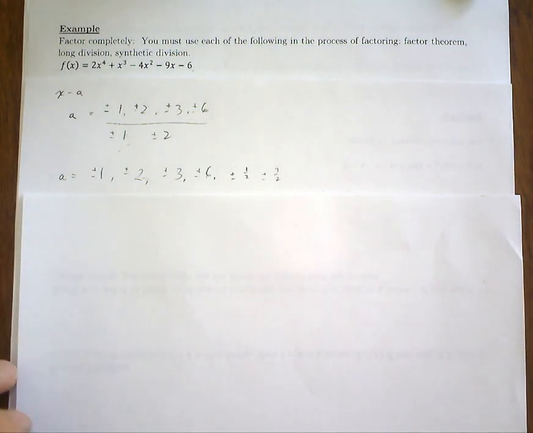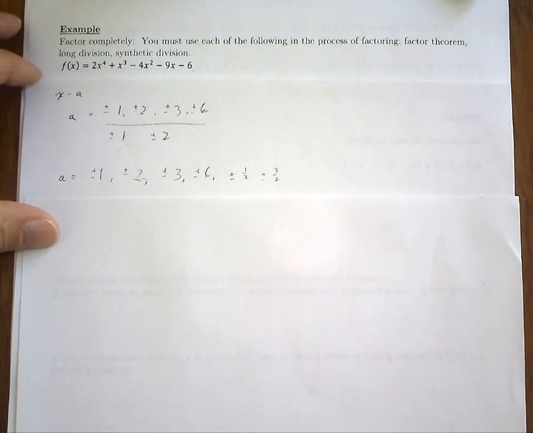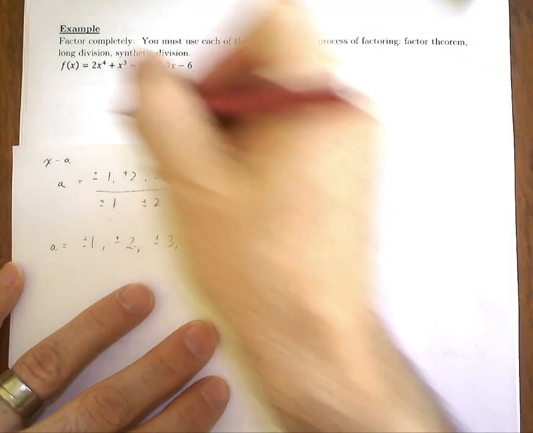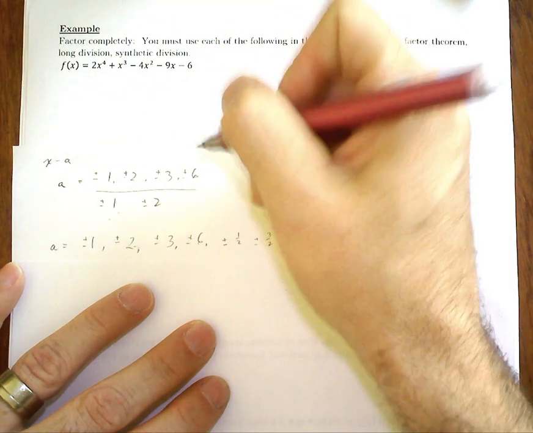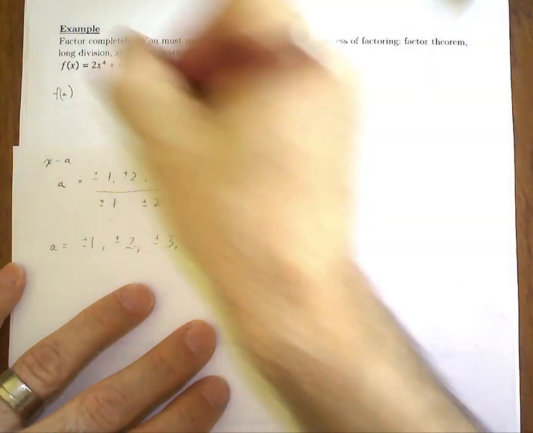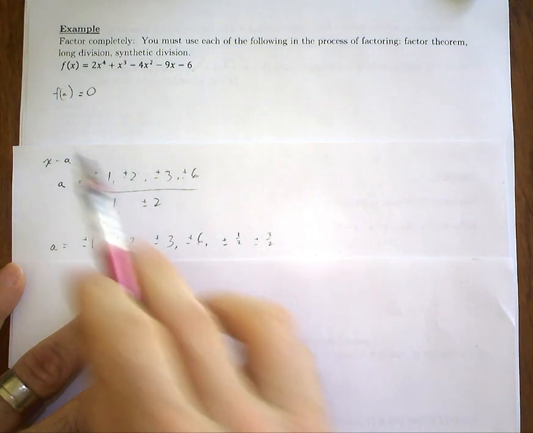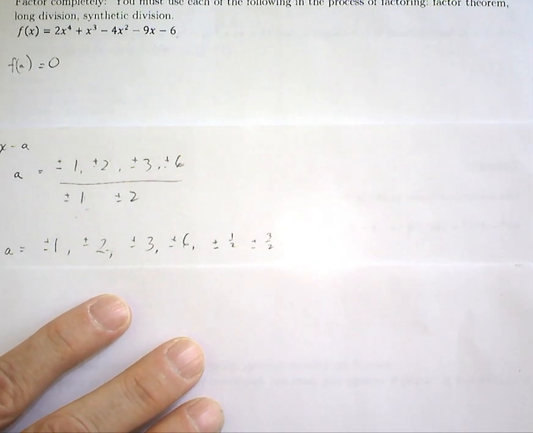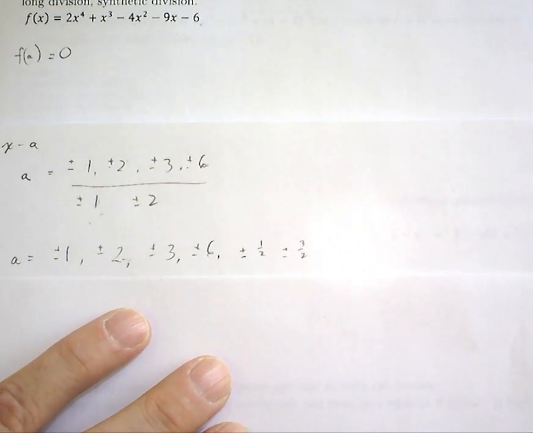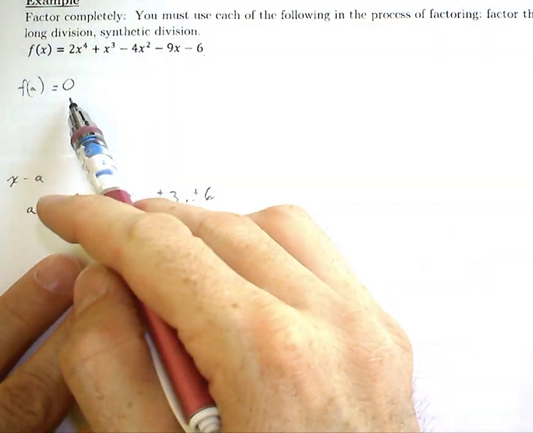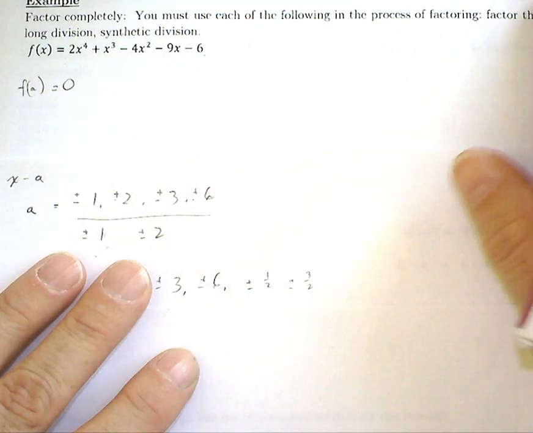Now what I'm going to do is use the factor theorem. So very quickly, I would like us to use the factor theorem. Now remember, we're trying to find f of a is equal to 0. If we can find some constant whose value when you plug it into the function is 0, you can conclude that you have a factor.